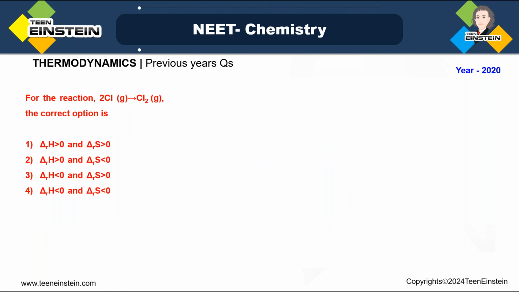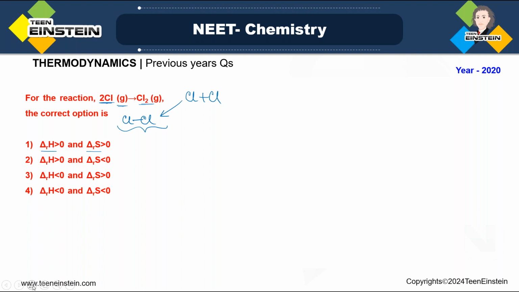For the reaction 2Cl, 2 chlorine atoms in gaseous condition, you are getting diatomic chlorine gas. Cl means 2 chlorine atoms. From 2 chlorine atoms, we are getting 1 chlorine molecule, right? For this reaction, we have to choose the correct option. In the options, we have del RH and del S. R signifies reaction, so enthalpy change for the reaction and entropy change for the reaction. Whether it is positive or negative, we have to find the correct combination.